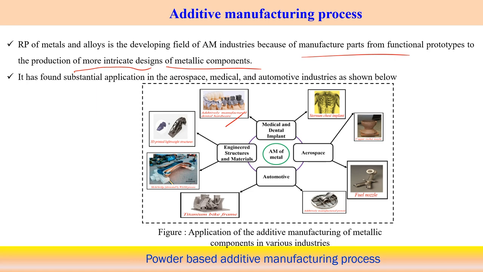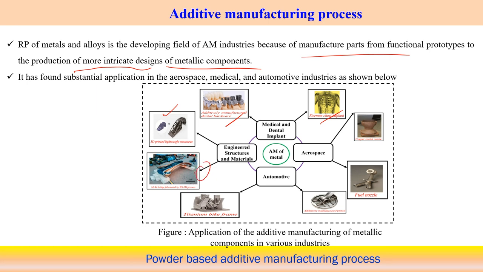We can see a few examples, such as dental hardware. We can manufacture medical and dental implants using the additive manufacturing process, and a serum chest implant is also possible to manufacture. If you see engineered structures and materials, we see 3D printed lightweight structures; very complex structures can be produced in a lightweight form. Even here you can see a bridge fabricated by one process also. So engineered structures can also be manufactured.